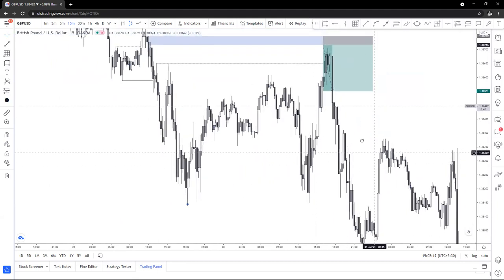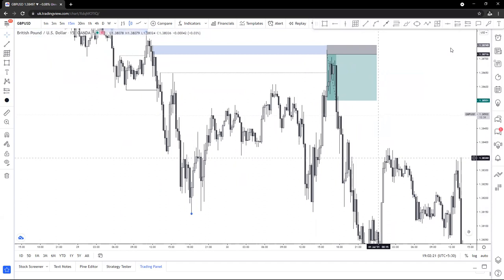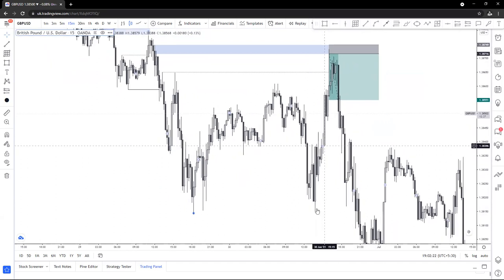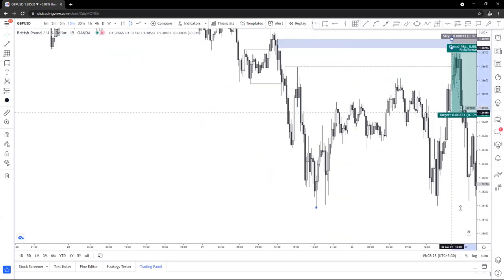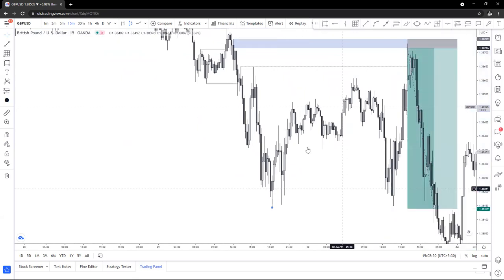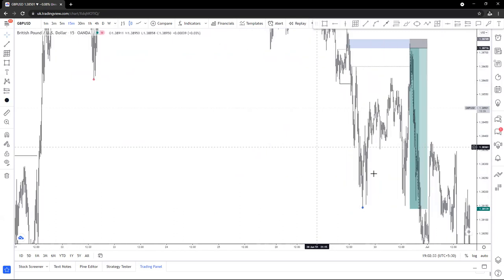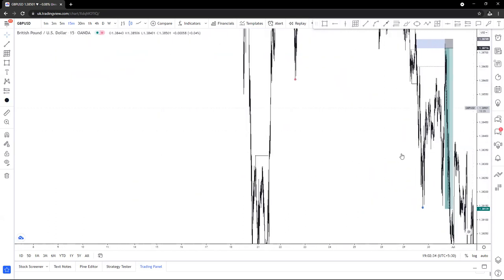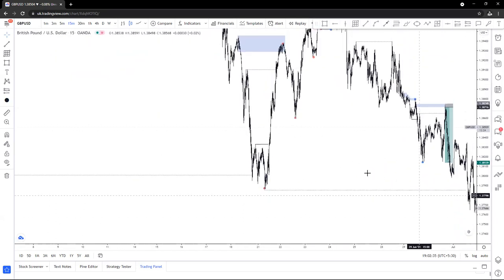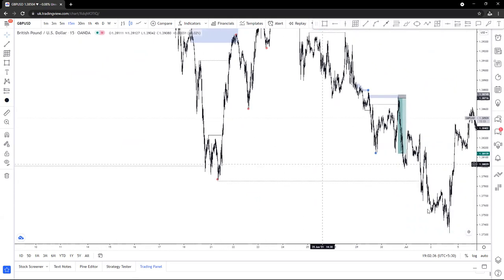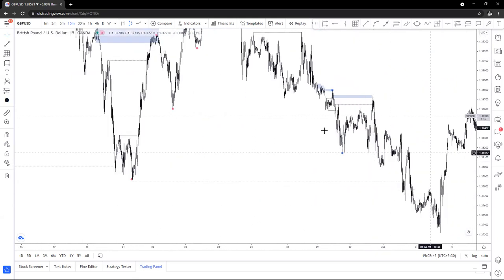Okay. And now, if we enter here, where will we exit? External range liquidity. Yes, that's it. You see that? That's a 1 to 17. And then on the higher time frame, this is our target. See that? Yes, 1 to 26. So that's how we do it.